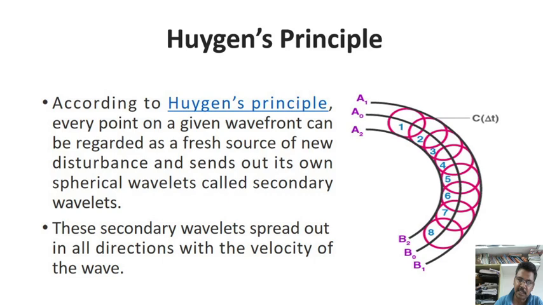You see, in all the directions, 1, 2, 3, 4, 5, 6, like that. Wavelets spread out in all directions with the velocity of the wave. A surface touches these secondary wavelets tangentially. You see, the surface touches these secondary wavelets tangentially in the forward direction at the instant delta t. So, it gives the position and shape of a new wavefront at the instant. This is called secondary wavelets.